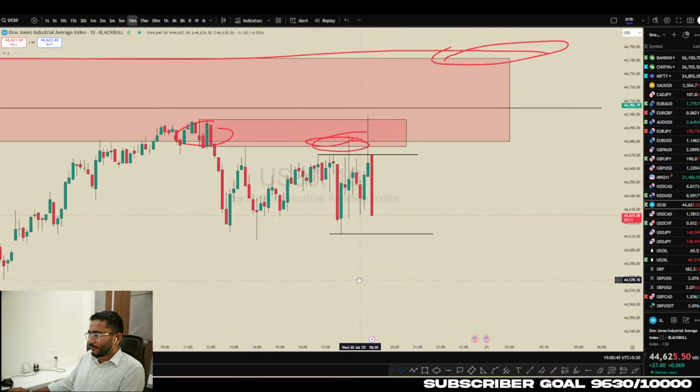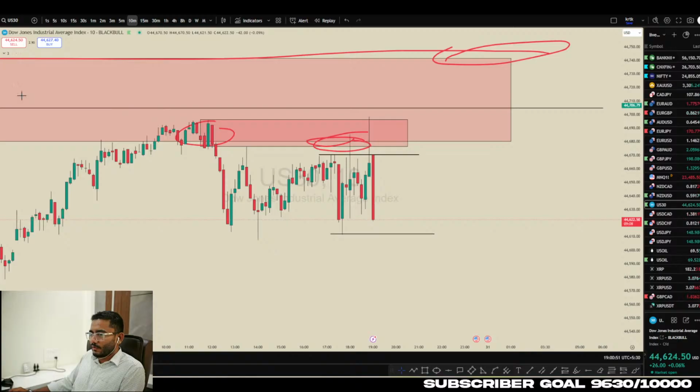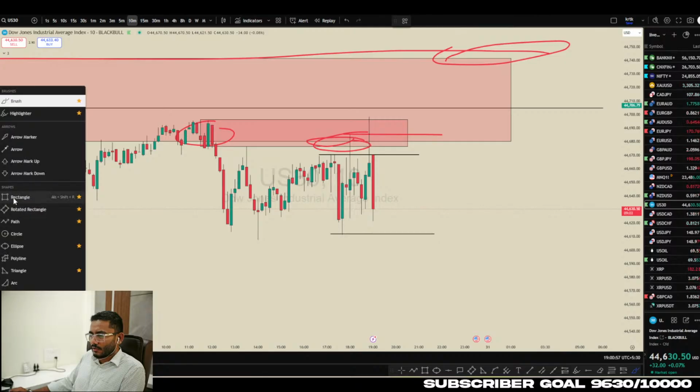So here, price swept this liquidity, and if this closes below, then we can use this for our entry, this sort of block.